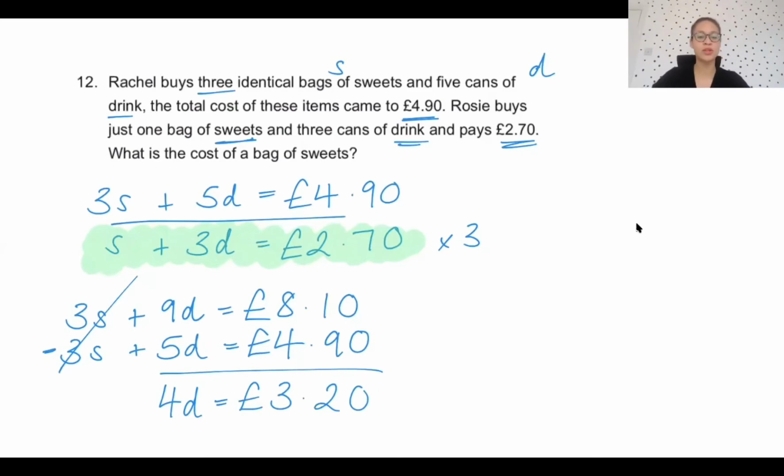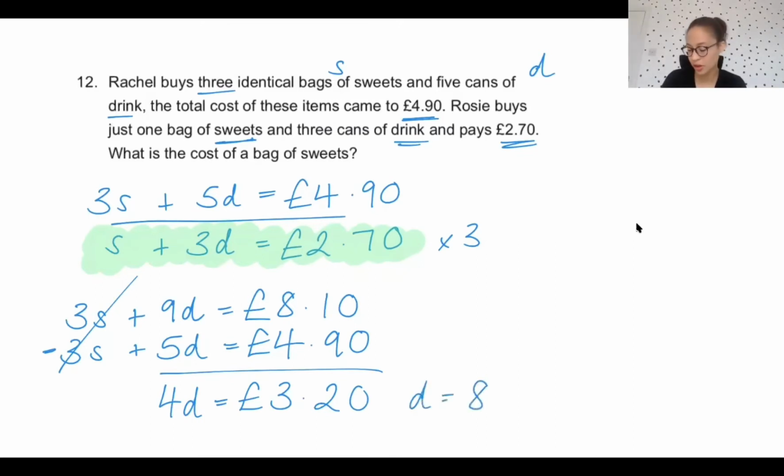I'm going to just divide both sides by 4. Yeah, so 1 drink costs 80p. So I'm going to go back and use that equation that I highlighted in green, and I'm going to use this new information to figure out the cost of a bag of sweets. Why don't I give you all a few seconds to try and work that out.